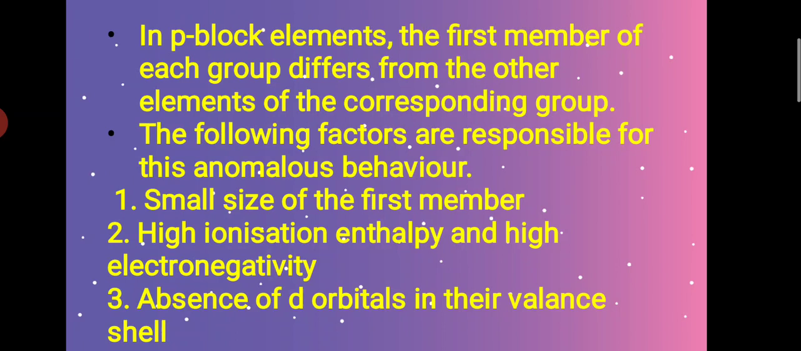The first is the small size of the first member, because as you move down the size increases. Next, high ionization enthalpy and high electronegativity, because as you move down all these will be decreasing, but here they are high because they are the first member. The third one is the absence of d orbitals in their valence shell. They don't have any d orbital at all, so all the electrons will be filled in the s and p orbitals itself. They will not go to the d orbitals.